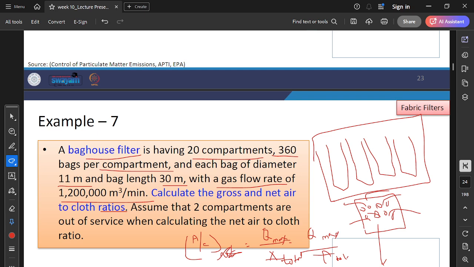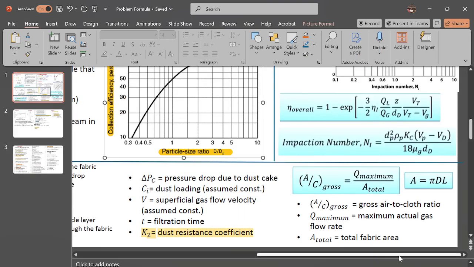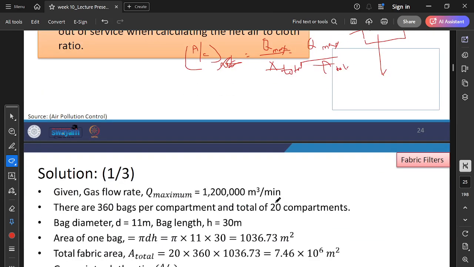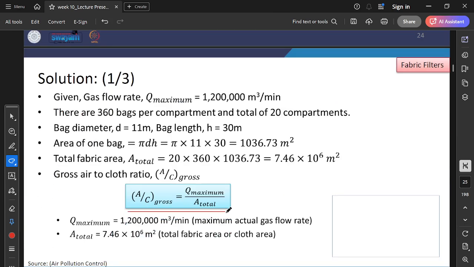Okay, so I will show you the formula again here. A by C gross equals the gross air to cloth ratio. And A by C net will be total air by net area. Okay, we'll go with the problem. So this is the formula for gross.